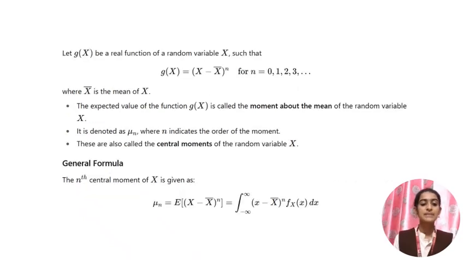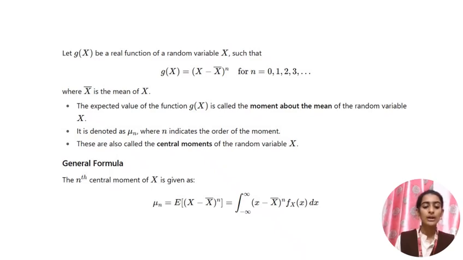Let g of x be a real function of a random variable X such that g of x equal to x minus x bar power n for n equal to 0, 1, 2, 3, where x bar is the mean of X. The expected value of the function g of x is called the moment about the mean of the random variable X. It is denoted as mu_n, where n indicates the order of the moment. These are also called the central moments of the random variable X.